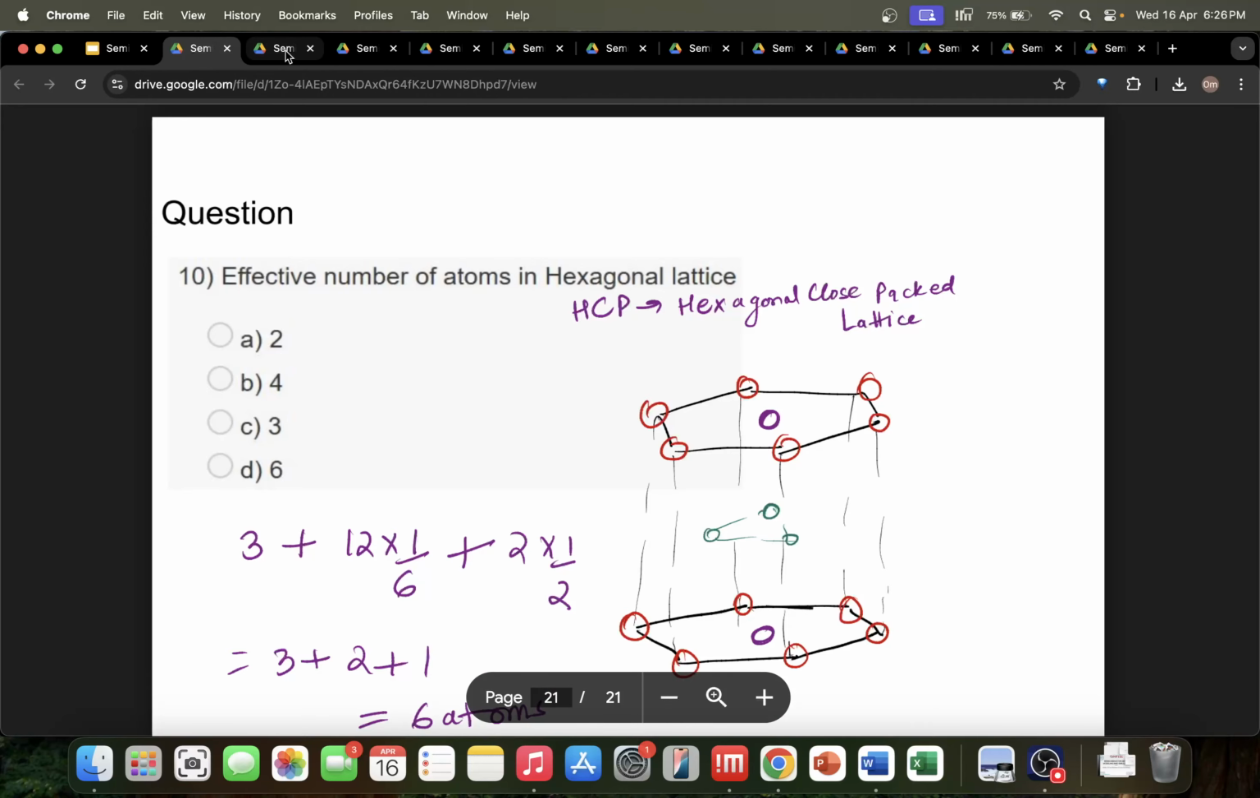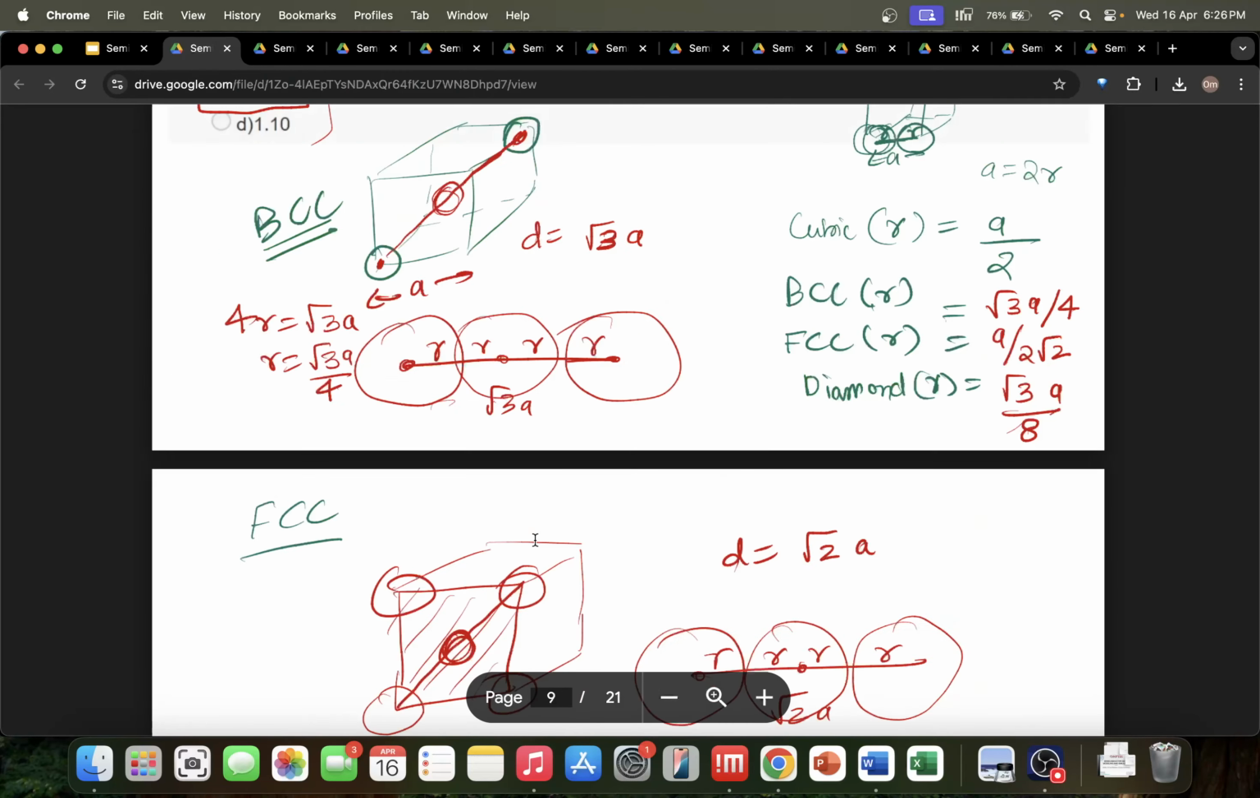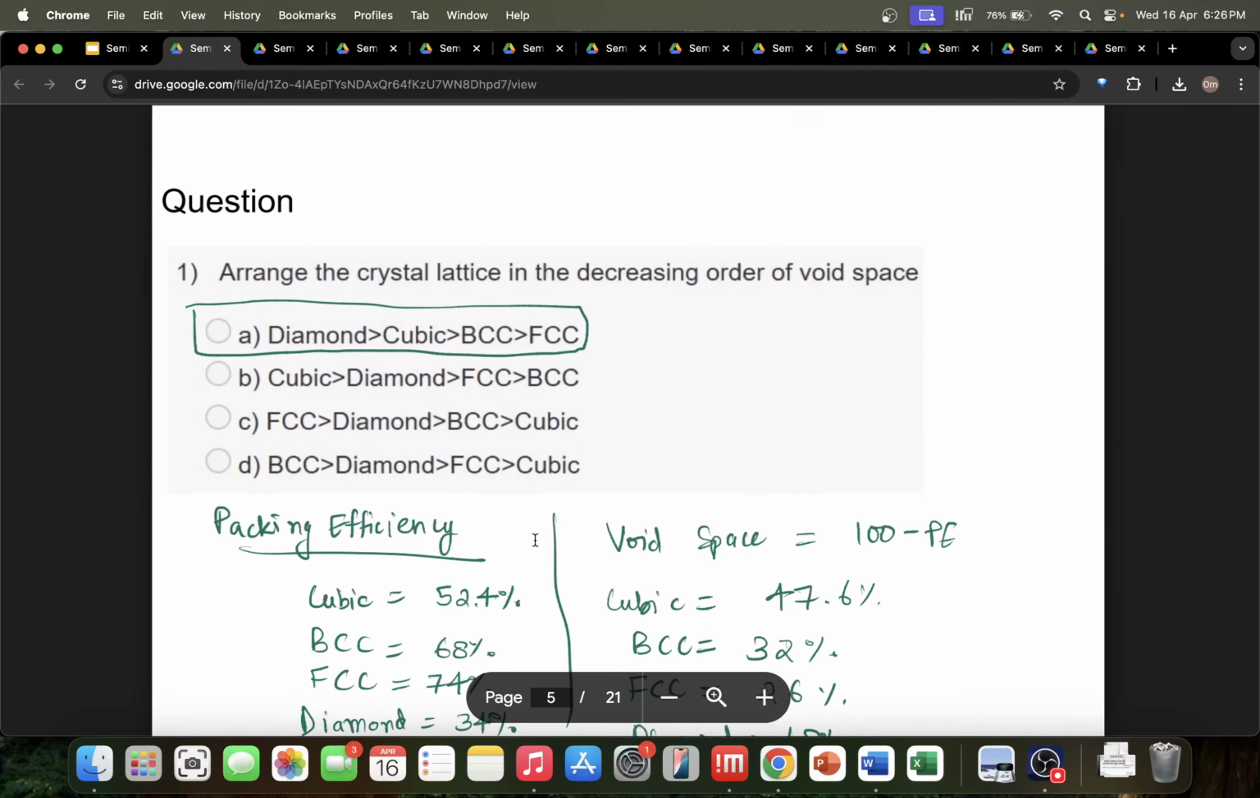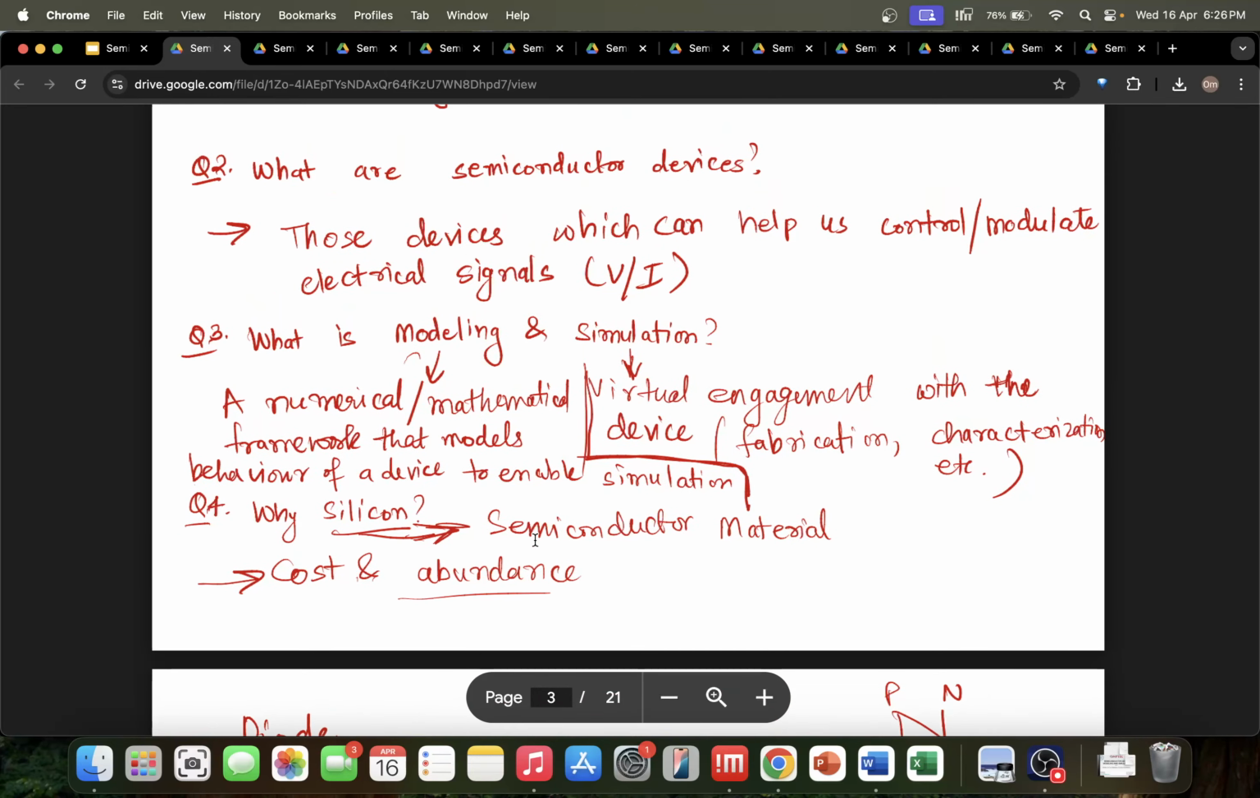So this was all about week one, where we mainly discussed the very basics of semiconductors, Miller indices, and crystal lattices, and a very basic introduction to silicon nanoelectronics.